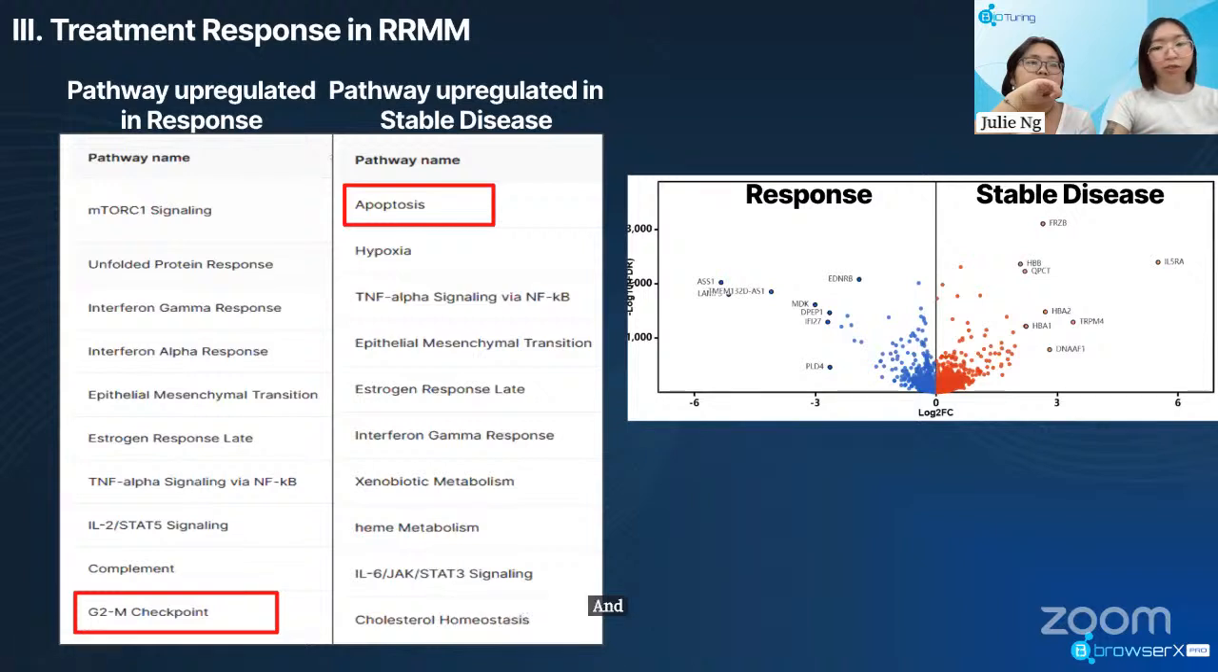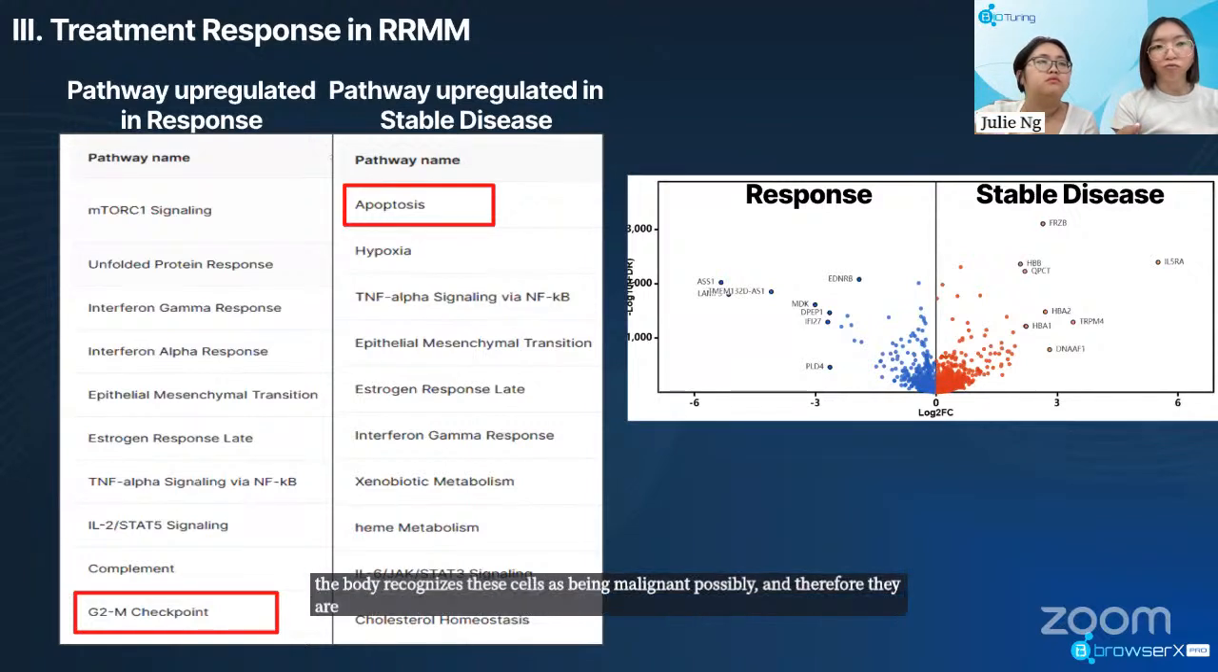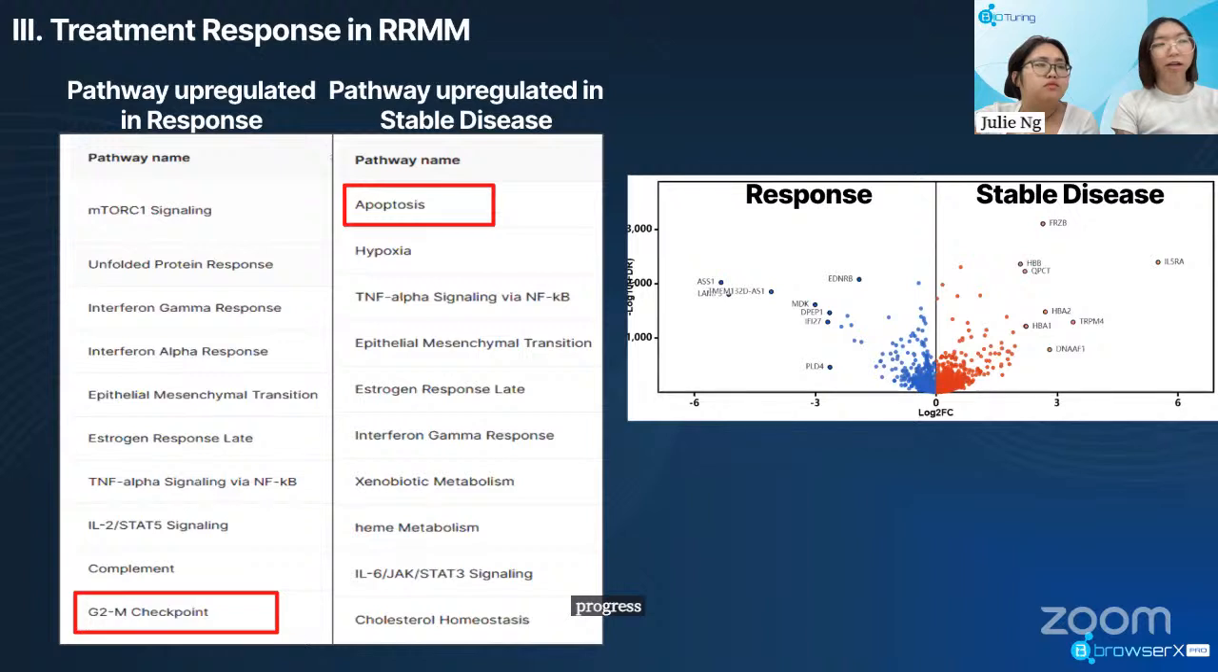And because the G2M checkpoint pathway is a cell cycle checkpoint pathway, we can interpret this by saying that the cells are coming to this checkpoint, and then the body possibly recognizes these cells as being malignant, and therefore they are not able to progress further into the cell cycle. And so in that way we see a positive response.